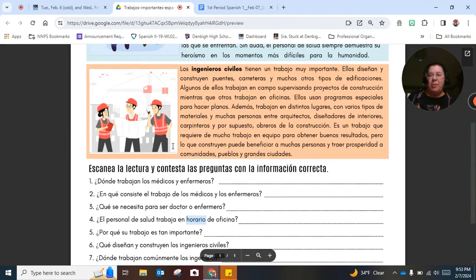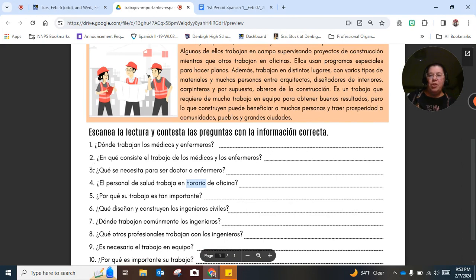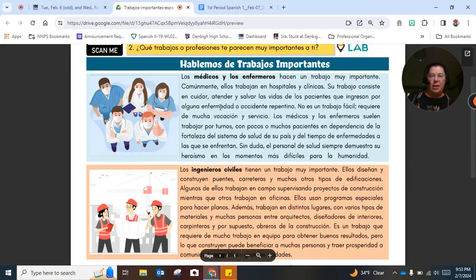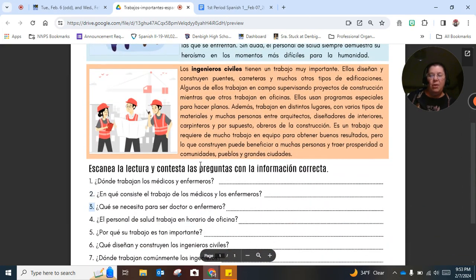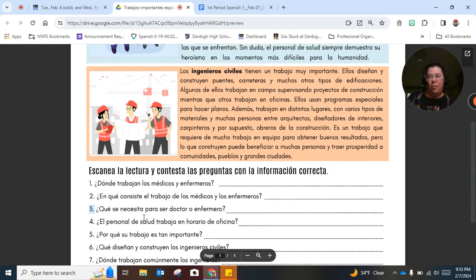All right, so let's go on back up here. And so, are you remembering to put a 2 on your paper where you found the answer? Are you remembering to put a 3 on your paper where you found the answer? Let's do number 4. Where do we put that 4?